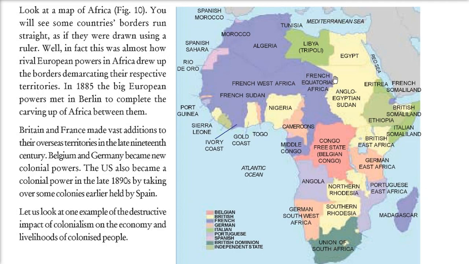When these colonial powers, or European powers, came to Africa, they were fighting for the land. So finally, all these big European powers met in Berlin in 1885, and like a piece of cake, they carved out Africa, or you can say distributed Africa between them. For that, they just used this ruler line.